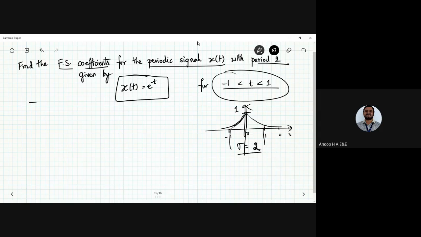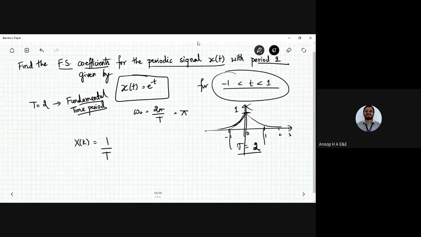Now I have the solution. The fundamental time period T is equal to 2, and omega naught is equal to 2 pi divided by T. With T equal to 2, omega naught is pi. X of k, the complex Fourier coefficient, how can I write it? I can write it as 1 divided by T, integral over the time period of x of t into e power minus j k omega naught t dt.